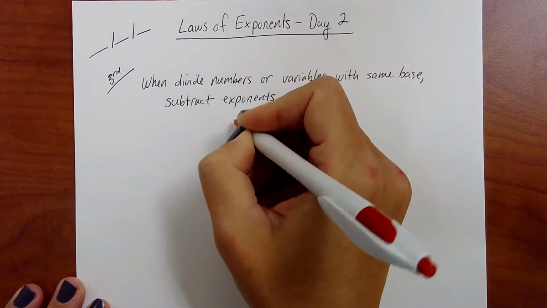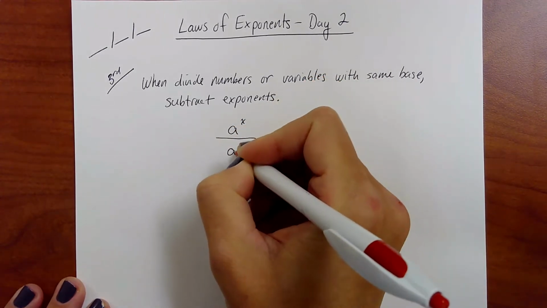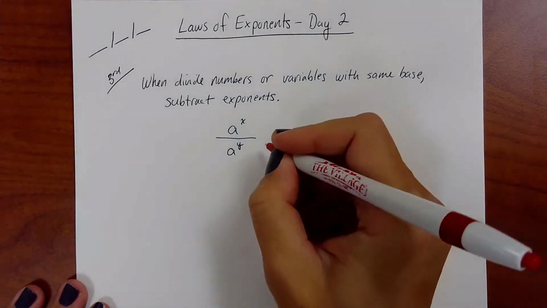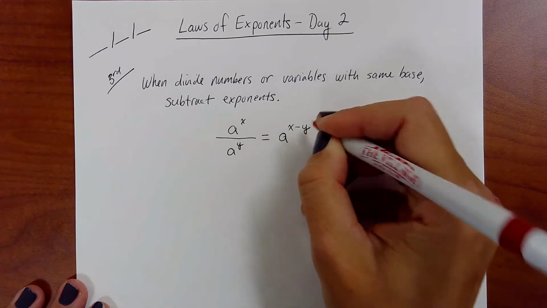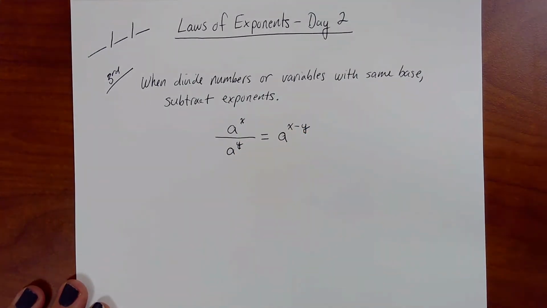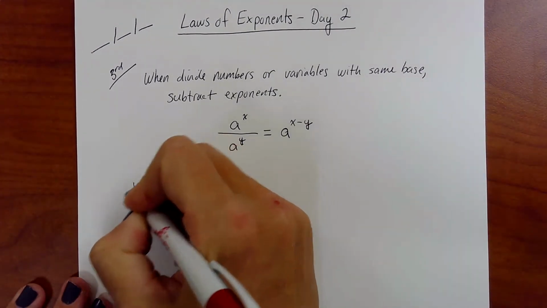So here's what it looks like. If you have a to the x power over a to the y power, so a is the base, same base, then you're going to keep the base and do x minus y. And it's always the top number minus the bottom. Okay?